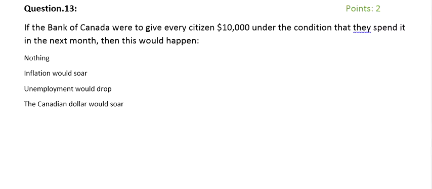Question 13. If the Bank of Canada were to give every citizen $10,000 under the condition that they spend it in the next month, then this will happen. The inflation will increase for sure, because supply and demand are the main reason to cause the inflation. So in case of spending $10,000 by each Canadian, the supply will be affected. So as a result, the inflation will increase. 2 points for this question.